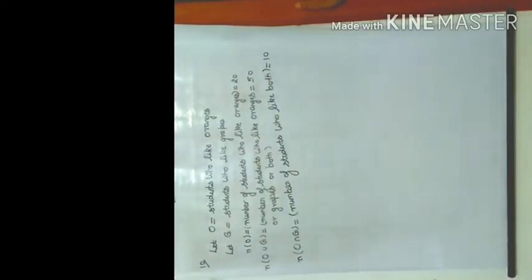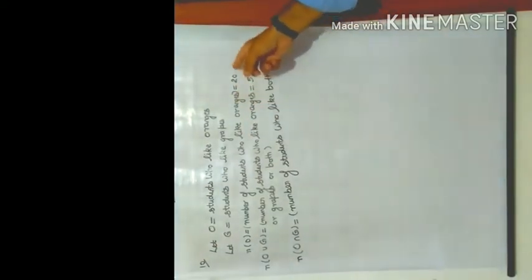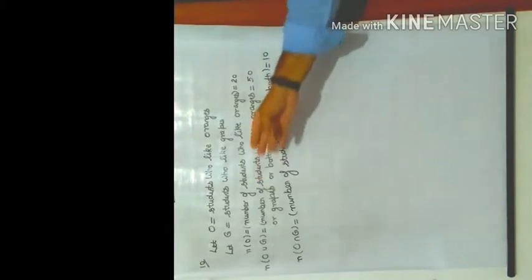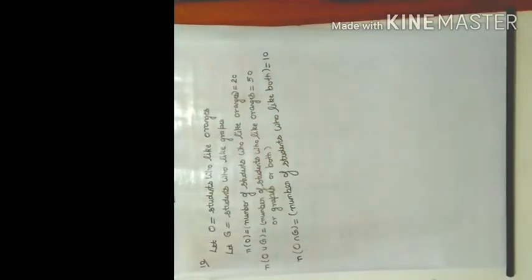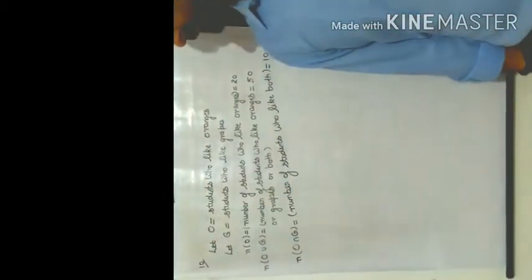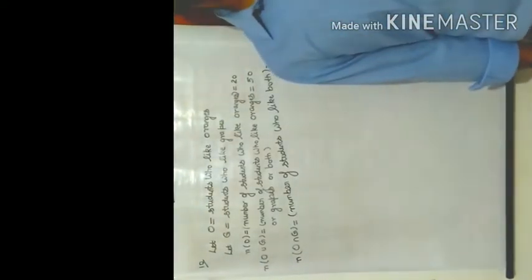So A is who take oranges and B who takes grapes. Then you can mention N of O is the number of students who like oranges, and N of O union G means the number of students who like oranges or grapes or both. And what is N of O intersection G? Who like both. Now these things we have written about the question. And after this, a lot of things will be clear.